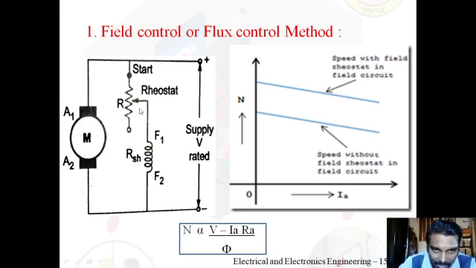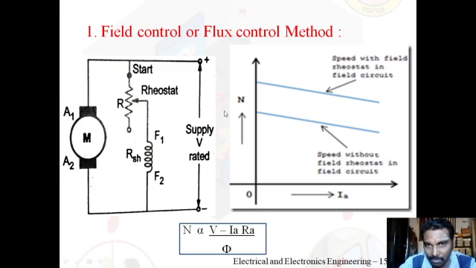In a similar way, if you increase the value of R to R2, again you include some more resistance. Further, the current which is flowing through the field winding reduces. As this current reduces, the flux decreases. As flux decreases, again the speed increases. Again the curve shifts from this particular position to a further higher value.